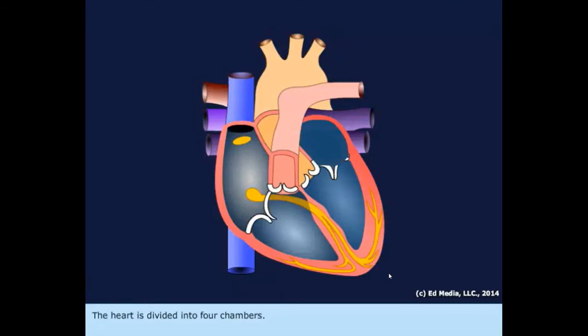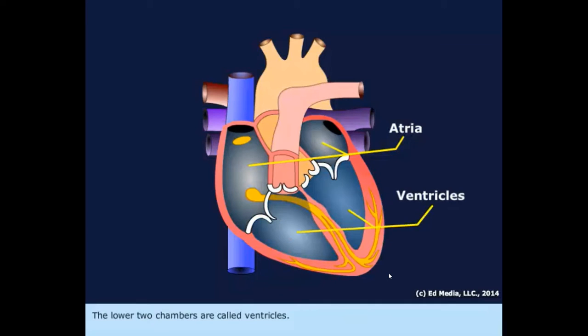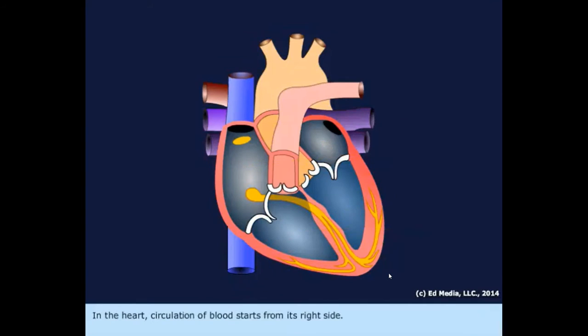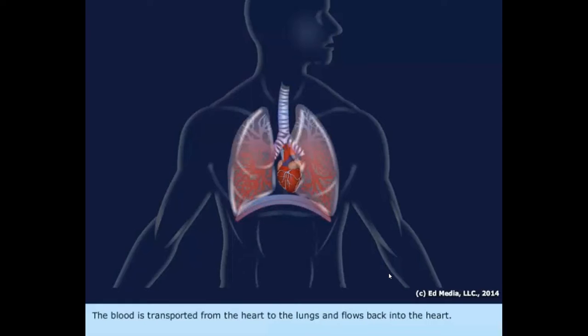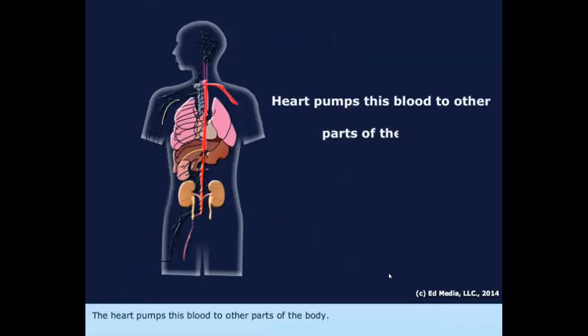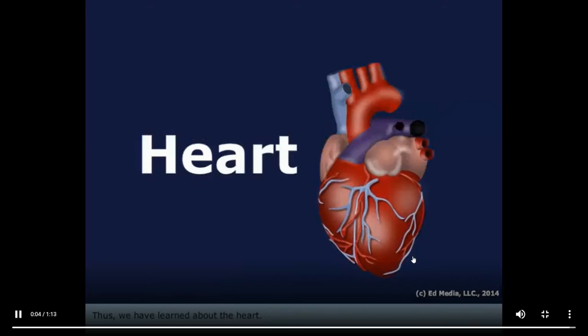The heart is divided into 4 chambers. The upper 2 chambers are termed as atria, which is called the atrium. The lower 2 chambers are called the ventricles. In the heart, circulation of blood starts from its right side. The blood is transported from the heart to the lungs and flows back into the heart. The heart pumps this blood to other parts of the body. Thus, we have learned about the heart.